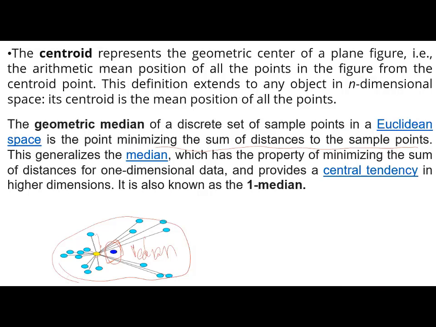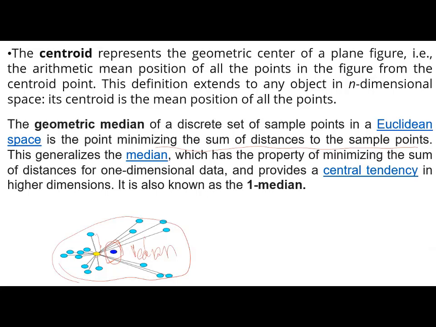Today, in continuation of distance-based machine learning models, let us talk about KNN, K-nearest neighbors. Before going to that, let us revise what we have already discussed: what is called a centroid and what is called a medoid.